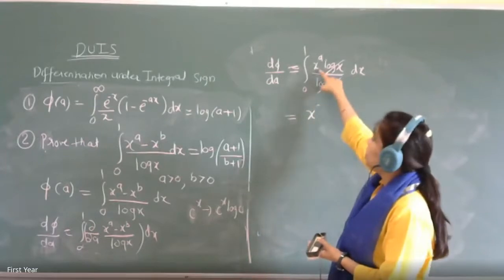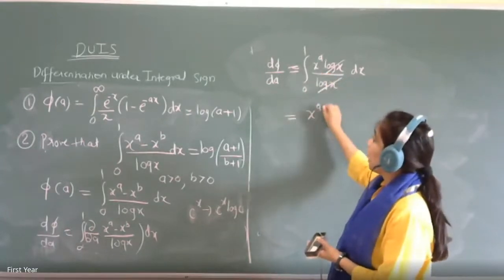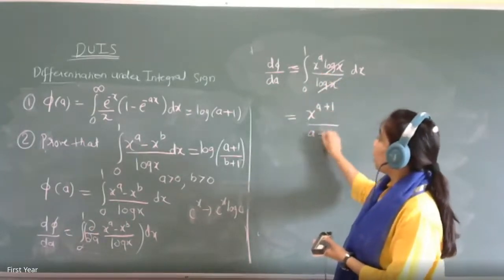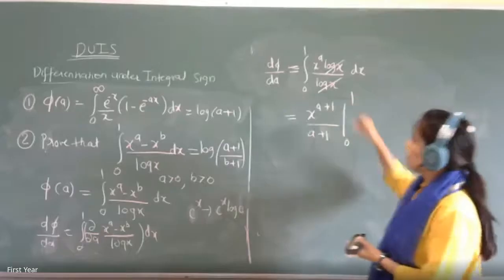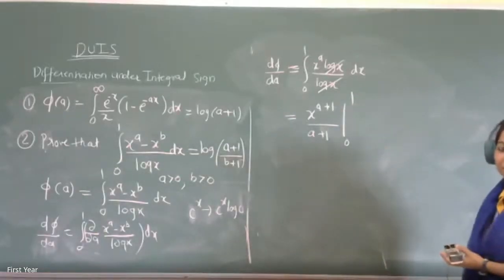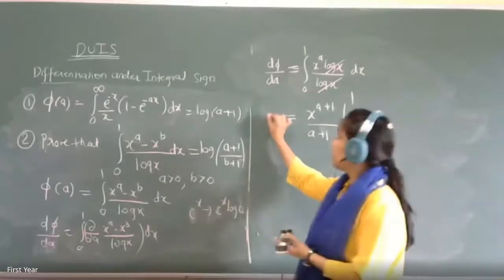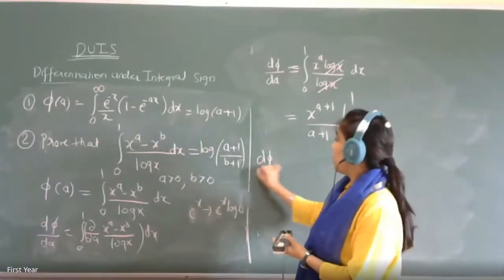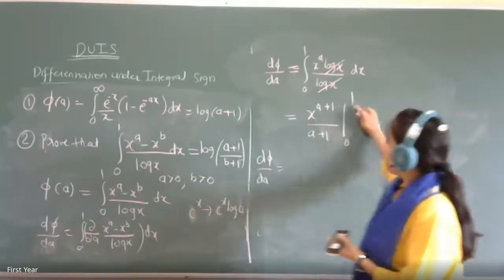Now we are doing the integration with respect to x. So it is x raised to a plus 1 upon a plus 1, from 0 to 1. Is it okay? Yes, ma'am. And that is d phi by dA. So d phi by dA becomes equal to, put the value of x, 1 upon a plus 1. So 1 upon a plus 1.